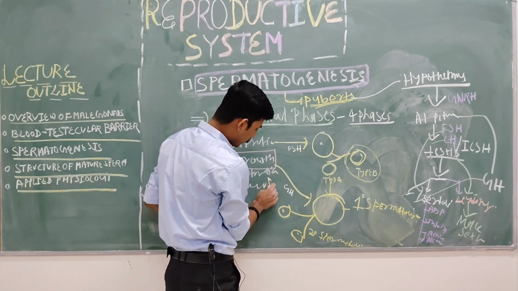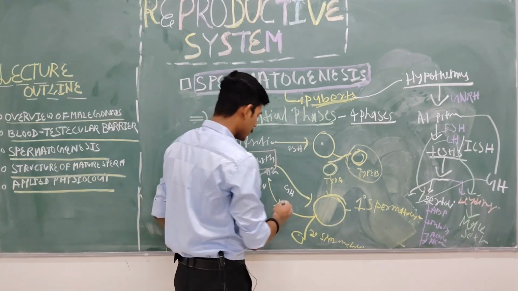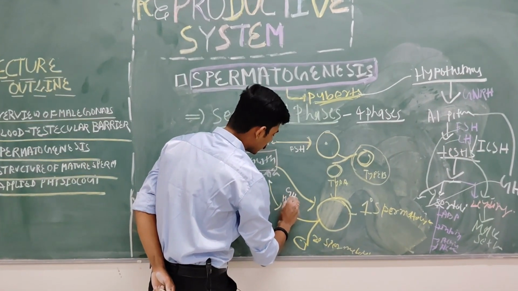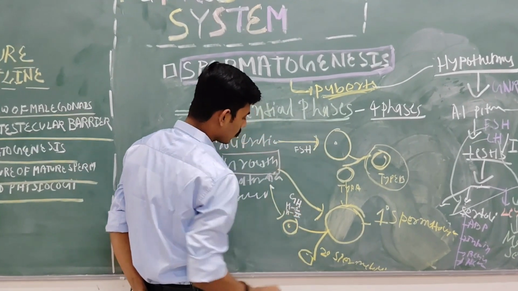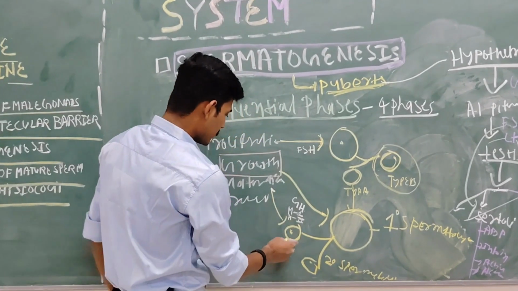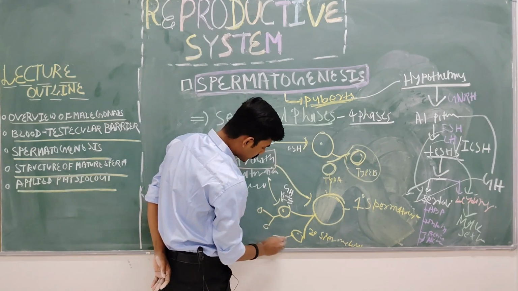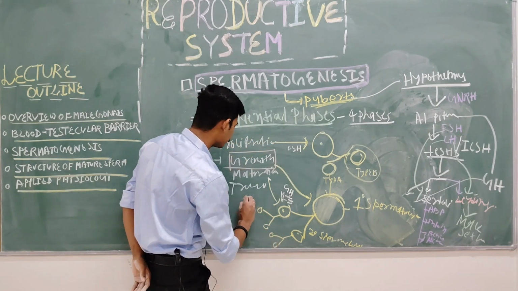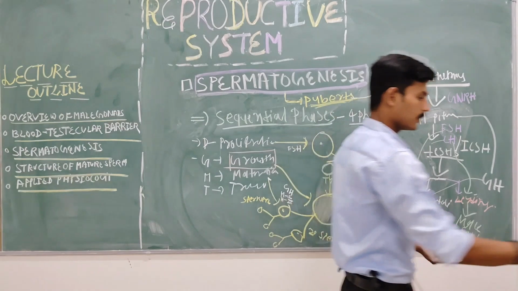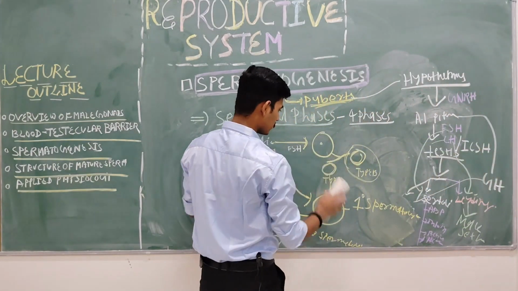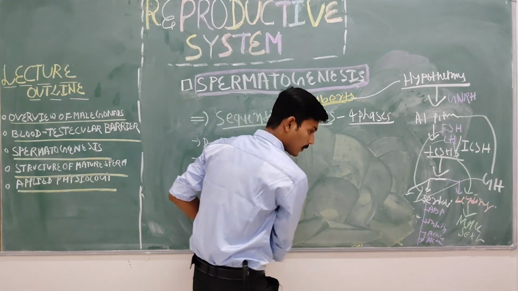Now it has reached the maturation phase, and two sequential divisions are happening. The first one is called meiosis 1, and the second one is called meiosis 2. By this there is a formation of 4 haploid spermatids. Now I will draw it once again. It's not visible to you, so maybe I will draw it in a better way.